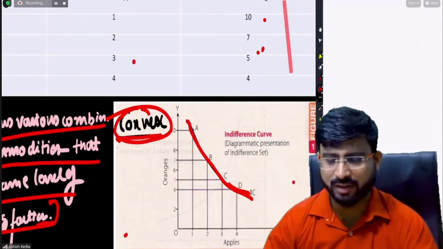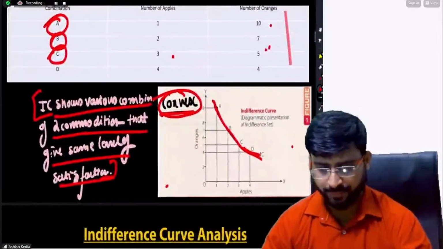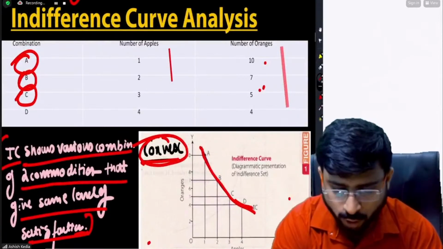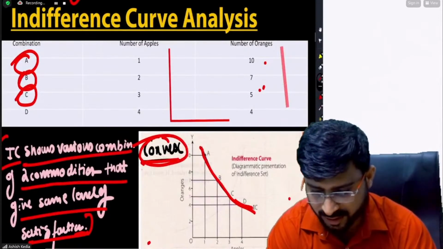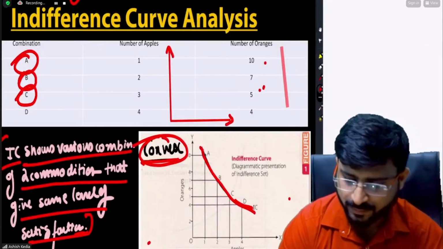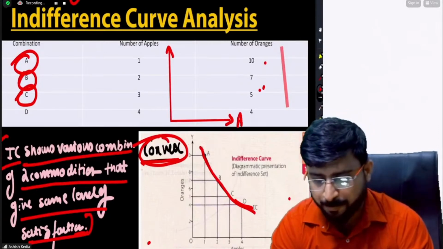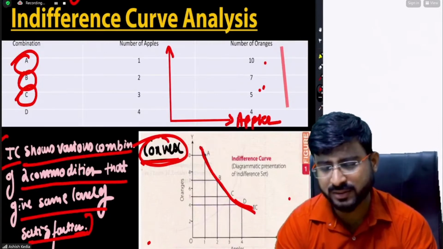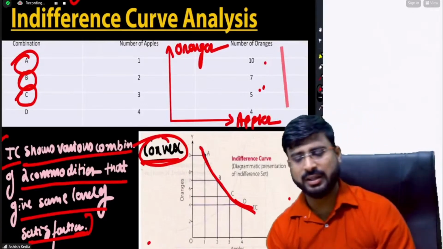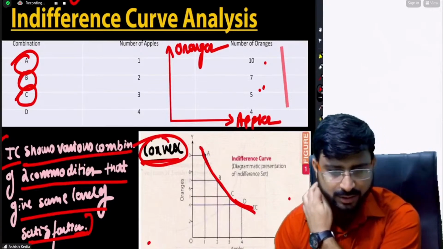Now we will understand the graph, everybody. See, I am redrawing this graph. Hopefully all are ready. Now everyone, let the X-axis represent apples and the Y-axis represent oranges. I am quite sure everybody has understood everything so far. Got it, sir.